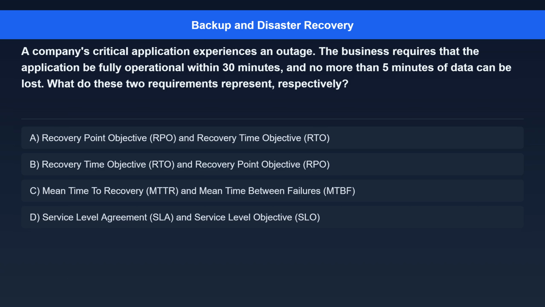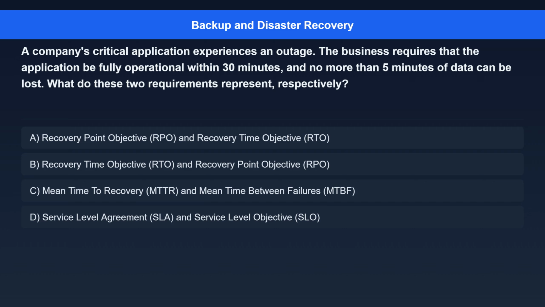Question 7. A company's critical application experiences an outage. The business requires that the application be fully operational within 30 minutes, and no more than 5 minutes of data can be lost. What do these two requirements represent, respectively?